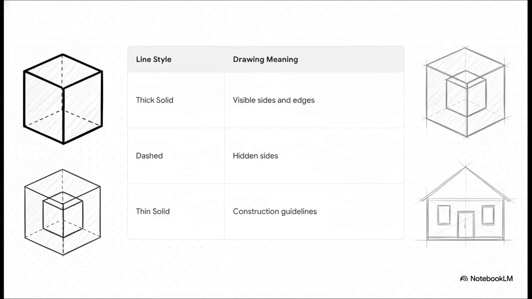planes. So when you're actually drawing these out, there is a crucial visual code you need to use to communicate depth and shape. We use thick, solid lines for all the visible sides and edges that are facing us directly. Then we switch to dashed lines for our sort of X-ray vision. These show the hidden sides or interior features you can't quite see from your current angle. And lastly, we use thin, solid lines as construction guidelines to help us line up the final drawing perfectly.